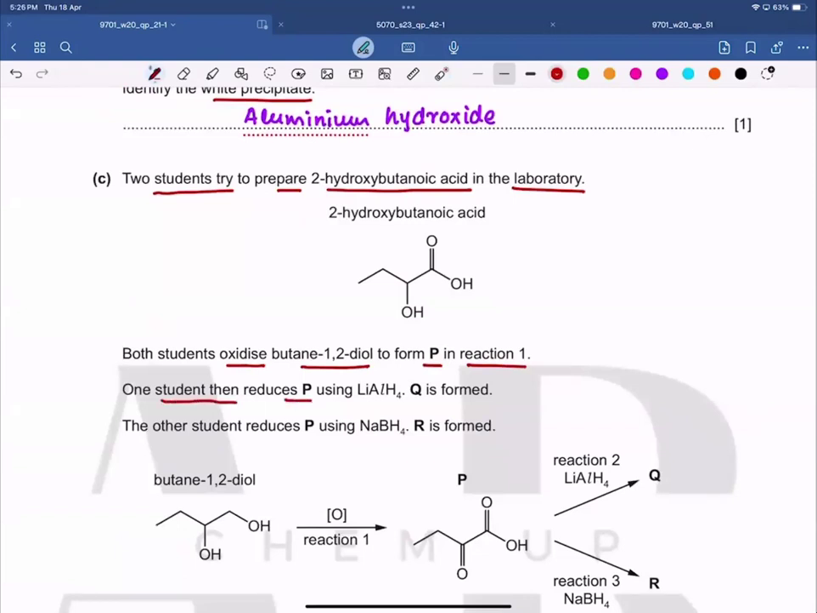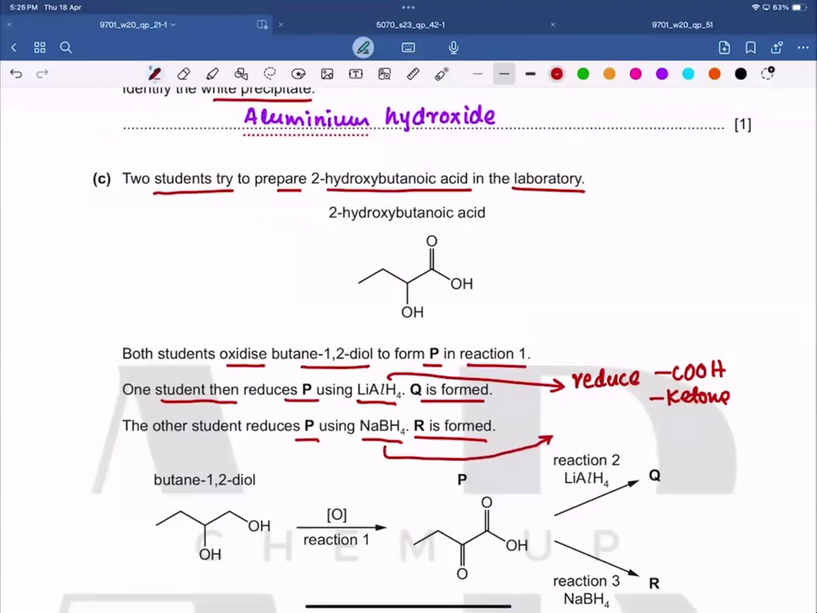one student then reduces P using LiAlH4, Q is formed. And the other student reduces P using NaBH4, R is formed. So see, that's the difference that we have studied when we were doing the reduction. This one is the strong reducing agent, so it is going to reduce very well. It will reduce carboxylic acid and ketone both, and NaBH4 is going to reduce ketone only. Is this understandable to all of you?